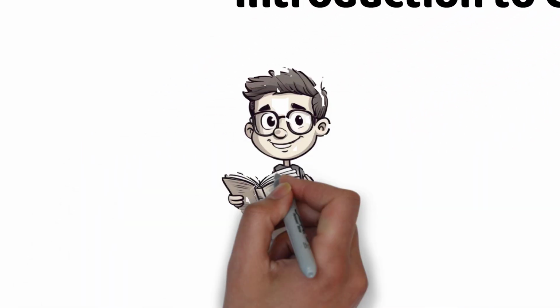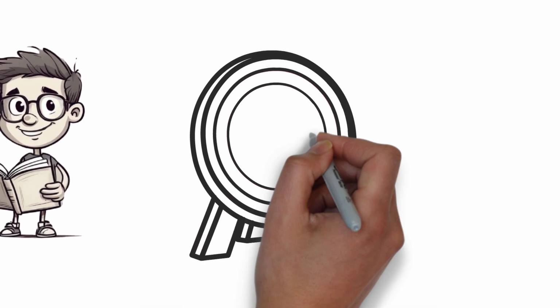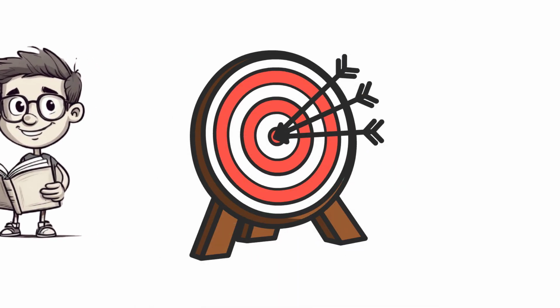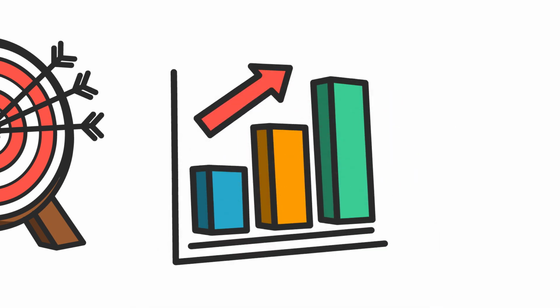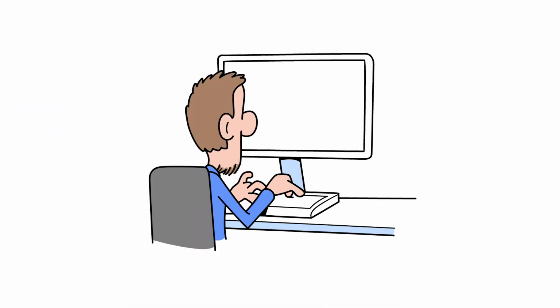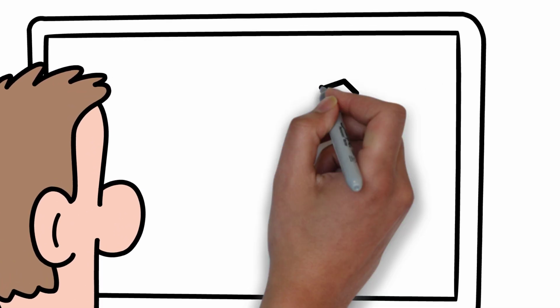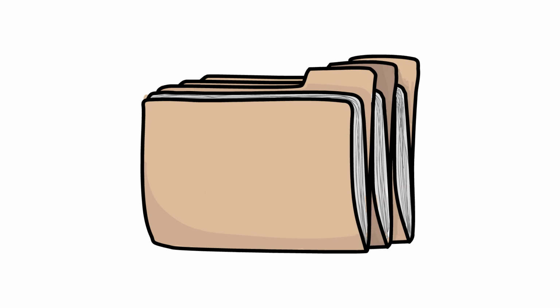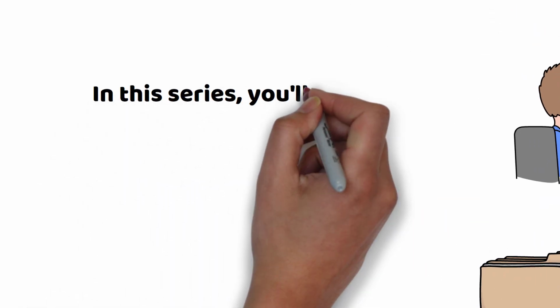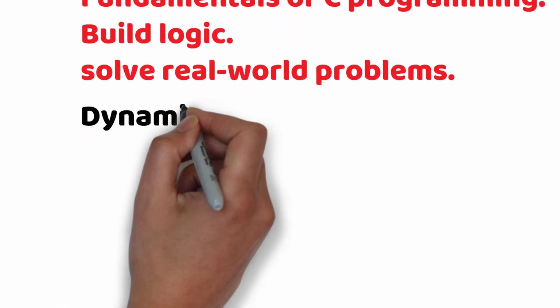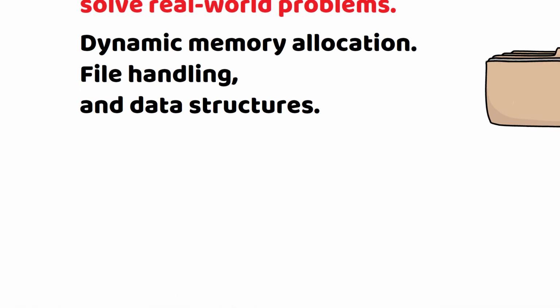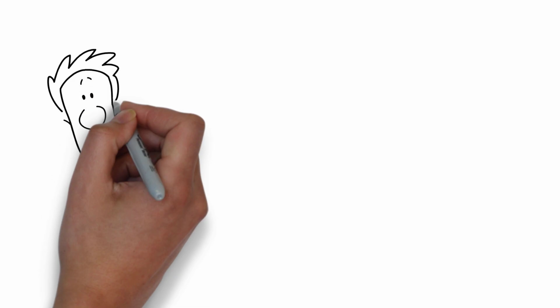Whether you are an absolute beginner or looking to sharpen your skills, this course is your gateway to mastering C programming in an engaging, step-by-step way. In this series, we will learn the fundamentals of C programming starting from scratch. You will learn how to build logic and solve real-world problems through coding. You'll also learn advanced concepts like dynamic memory allocation, file handling, and data structures. And by the end of the series, you will be able to create your own projects and work on them.